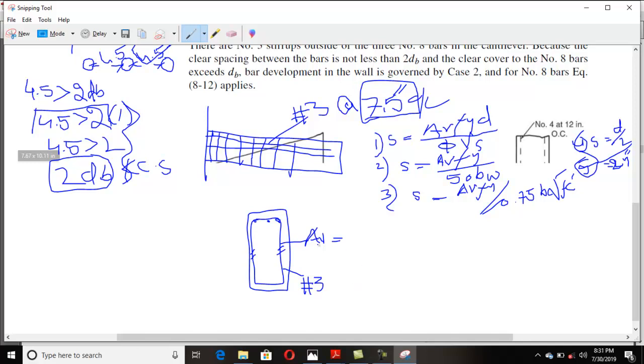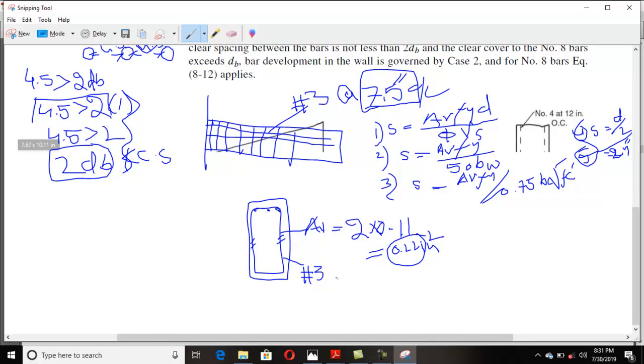So Av is equal to 0.2 multiplied by 0.11. Clear? So you will get 0.22. Clear? 0.22 square inches is the provided area. Now we will check whether this provided Av area is greater than Av minimum.